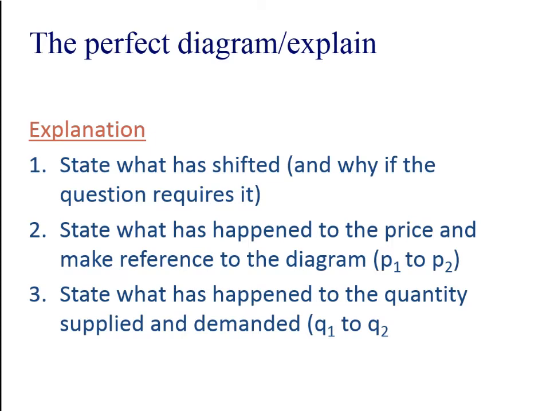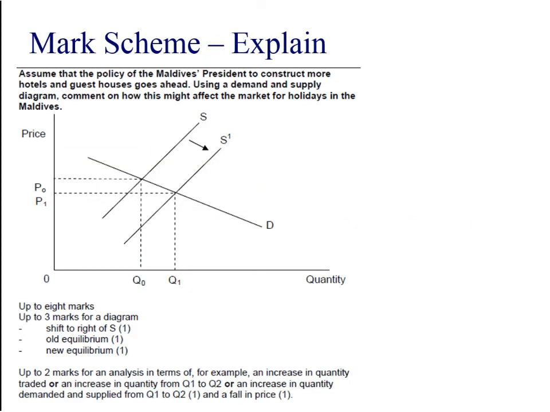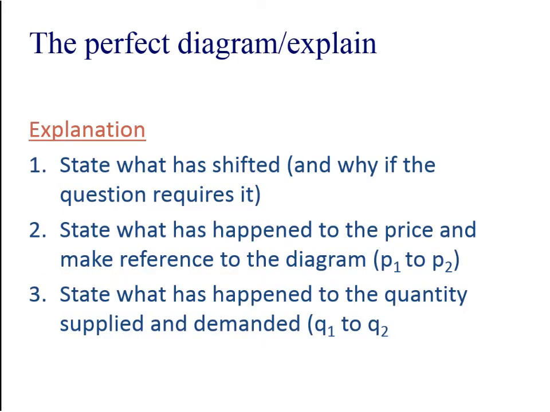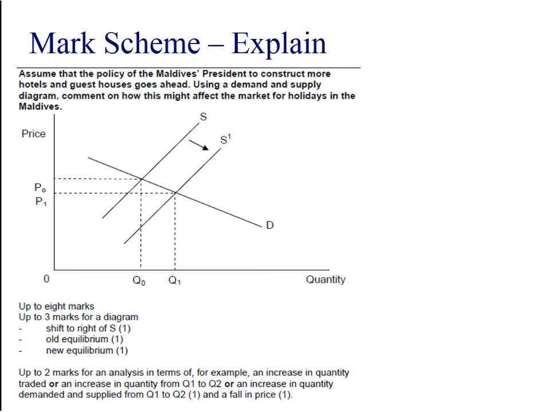So state what's shifted. In this case, we know that supply has shifted outwards. Supply has increased. State what has happened to the price and make reference to the diagram. So the price would have fallen from P1 to P2, or in this diagram it's P0 to P1.